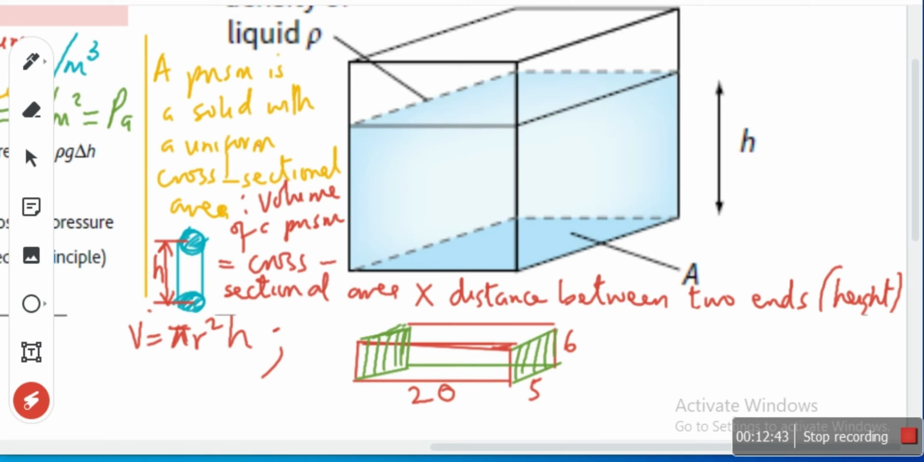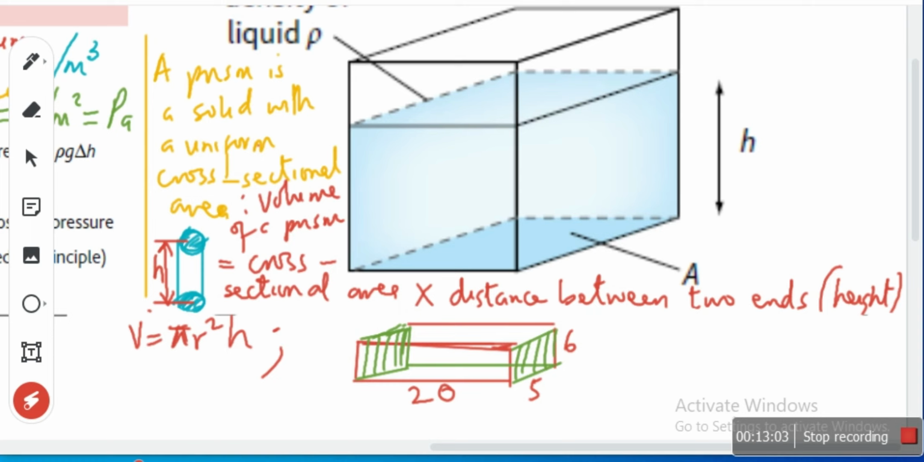30. The area of the cross section I shaded is 5 times 6, which is 30. Okay, what's the volume of this prism? 20 times 30, because the cross-sectional area is 30. Are you getting what I'm doing? 20 times 30, that's 600 units cube.